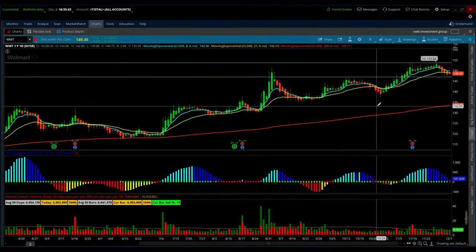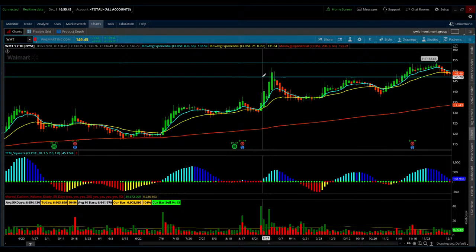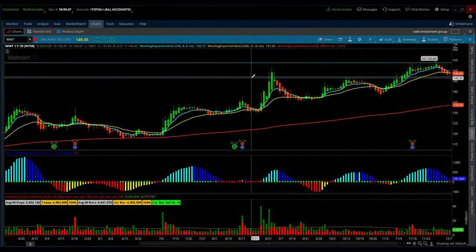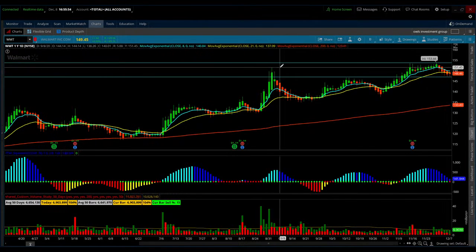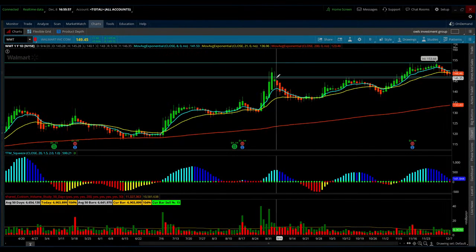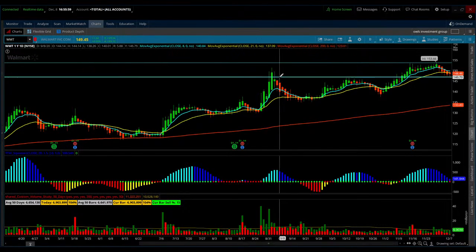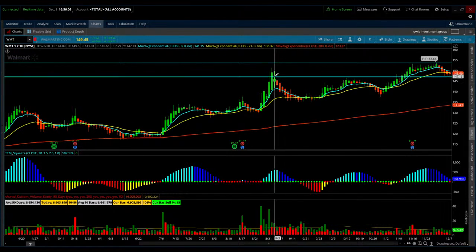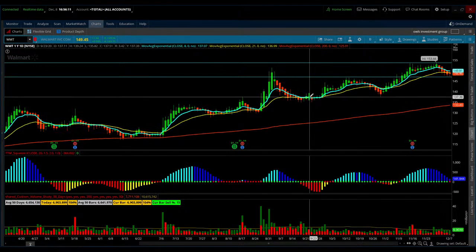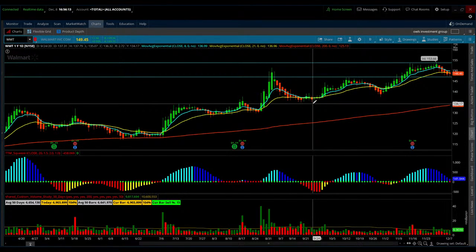Because sometimes what it can do, for example, here, this was the resistance, okay, right here. It broke, and I know people will enter calls right here. They will ride it, thinking that it's going to extend, but it couldn't hold, right? So this is going to be the new support. And if you have an entry here, this is where you want to have your stop, because it could not hold here, and as you can see, it dropped off.